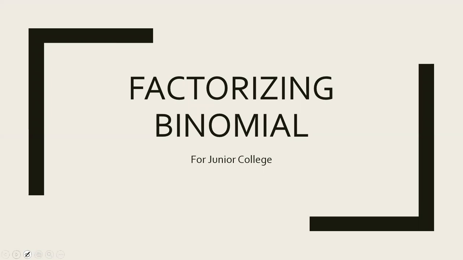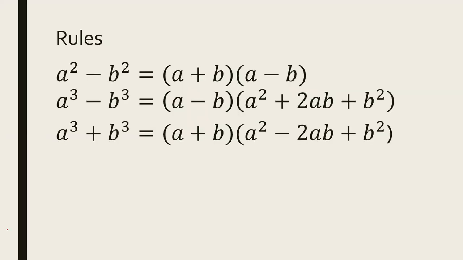I will begin with the rules. a squared minus b squared equals a plus b times a minus b. a cubed minus b cubed equals a minus b times a squared plus 2ab plus b squared. And a cubed plus b cubed equals a plus b times a squared minus 2ab plus b squared.